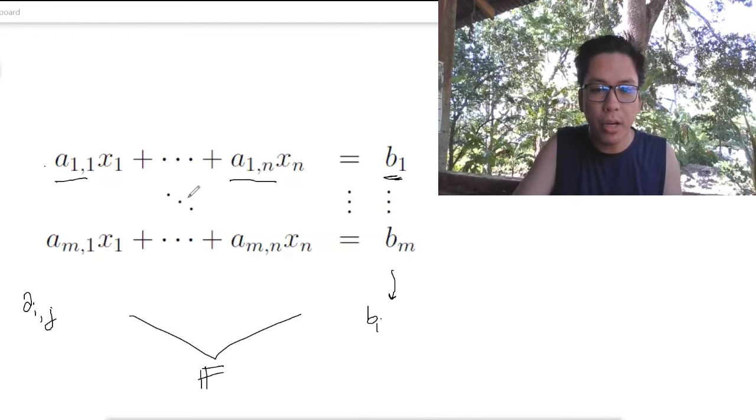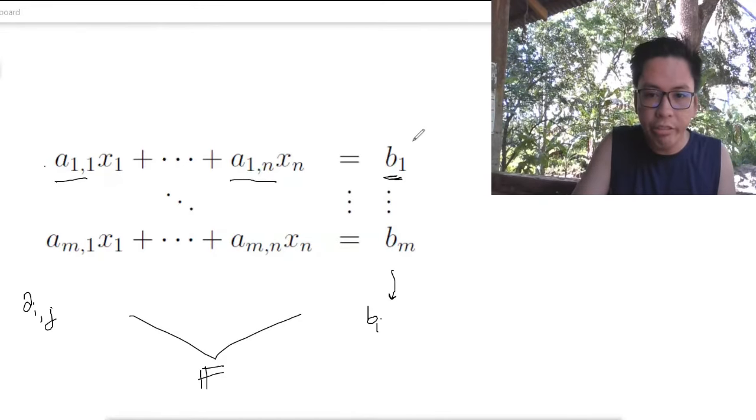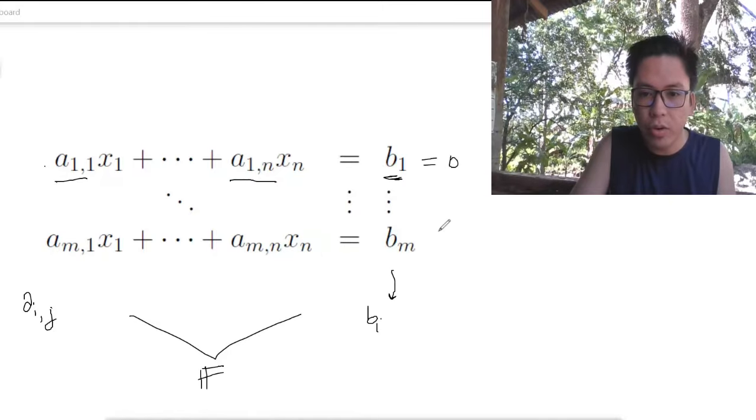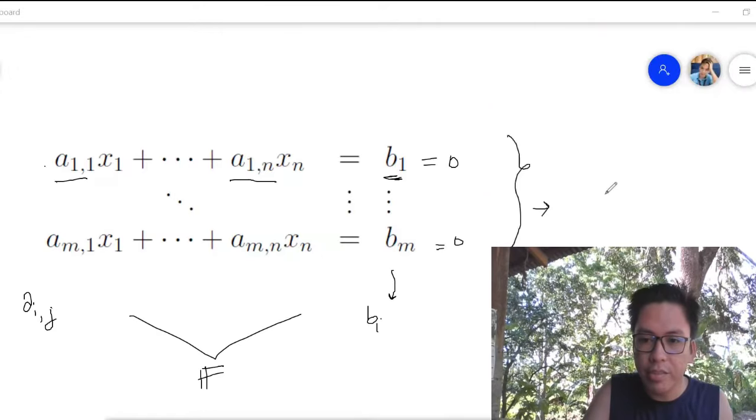Now, if these bi's are all 0, so assuming b1 up to b sub m are 0, we call this system a homogeneous system.